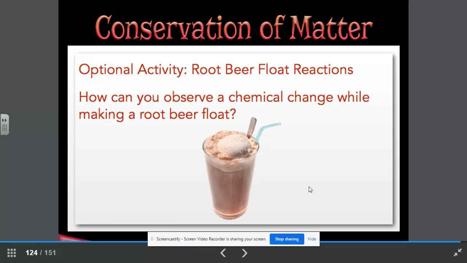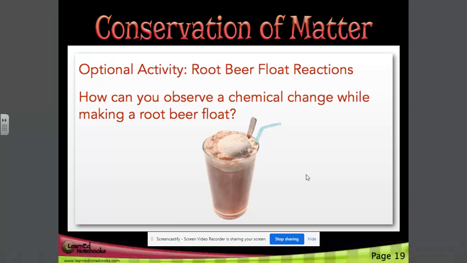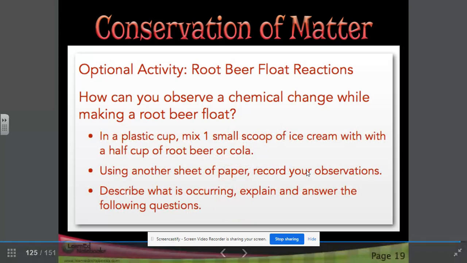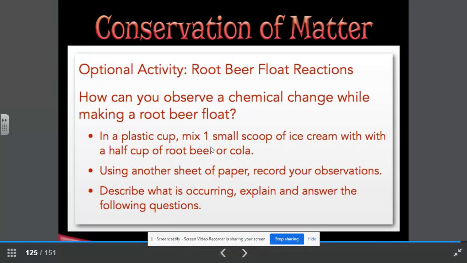Here's a really fun activity, and you can try this one at home. Root beer floats. How many of you guys love root beer floats? How can you observe a chemical change while making a root beer float? Well, here's how. In a plastic cup, mix 1 small scoop of vanilla ice cream, or any kind of ice cream, with a half cup of root beer or any type of soda. Using another sheet of paper, record your observations. When you combine them, describe what is occurring. Explain and answer the following questions.